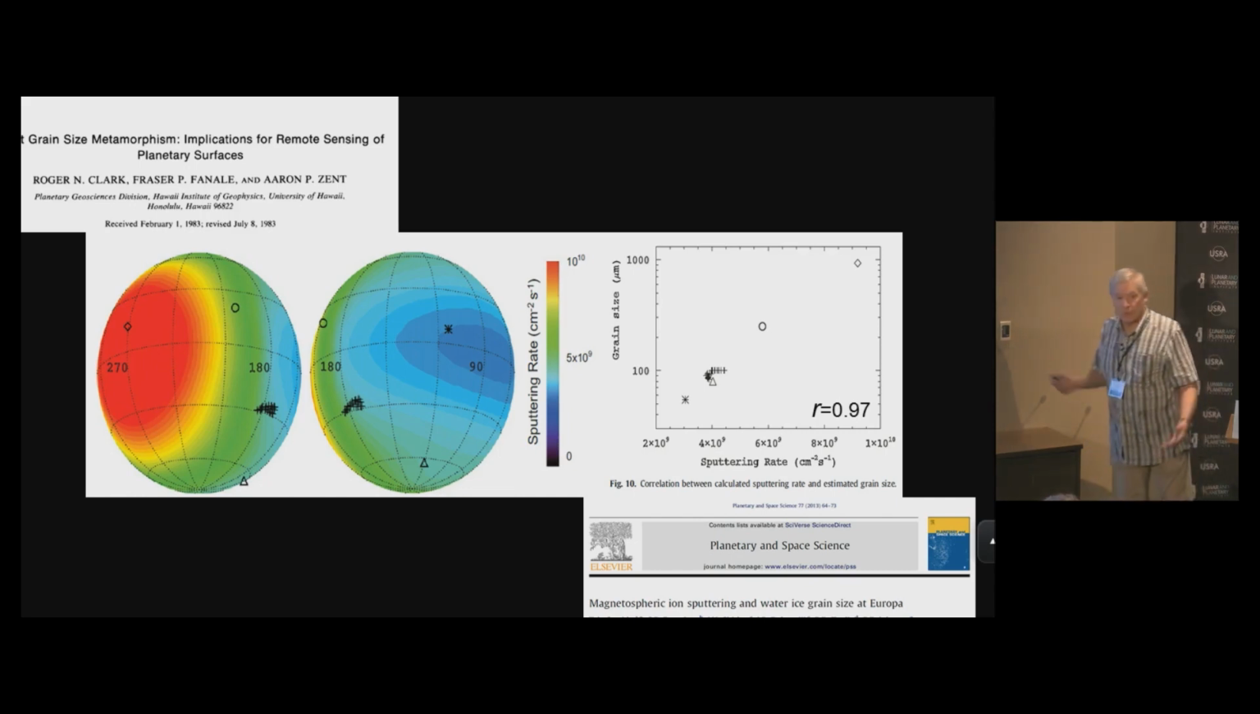Okay, so we can look at this with our linear mixture modeling and Tim's sputtering model. This is a separate paper that Tim led, and what we get, we've got water ice grain size up to a millimeter, and the sputtering rate coming out of his model, and the locations where our points are derived, and we get a correlation of 0.98 of the prediction out of the sputtering model and the water ice grain size.